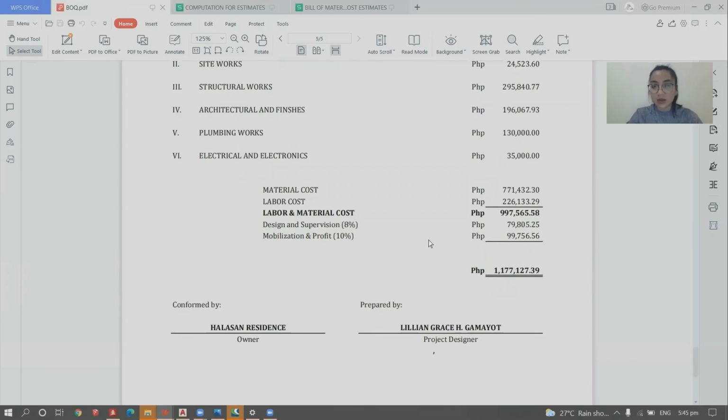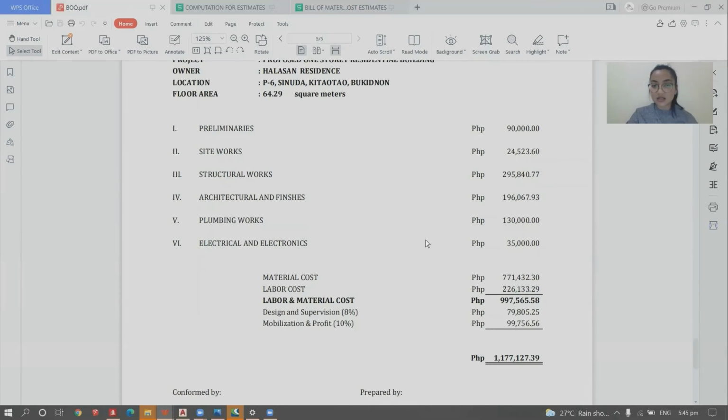The summary for the bill of quantities. We have for preliminaries, 90,000, site works, 24,523.60 pesos. For structural works, we have 295,840.77. For architectural and finishes, we have 196,067.93 pesos. For plumbing works and electrical works, lump sum only at 130,000 and 35,000 respectively.